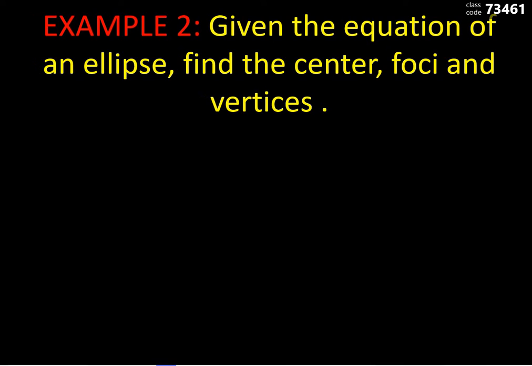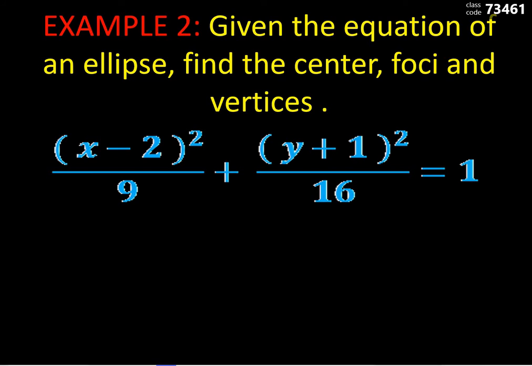And then, let's have the number 2 example. Given the equation of an ellipse, find the center, foci, and vertices. This is another way around. Okay, so this is the given: the square of (x minus 2) over 9 plus the square of (y plus 1) over 16 equals 1.